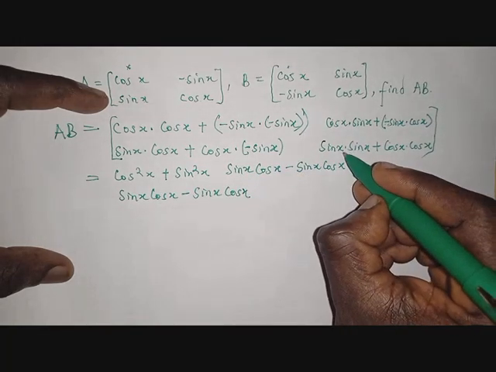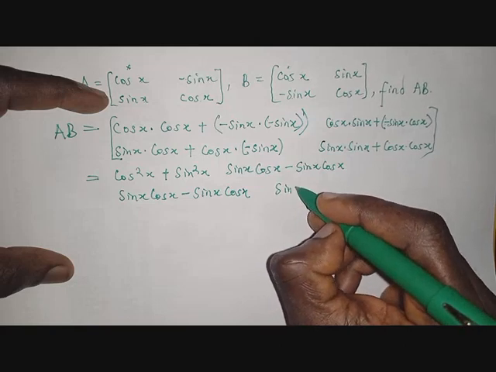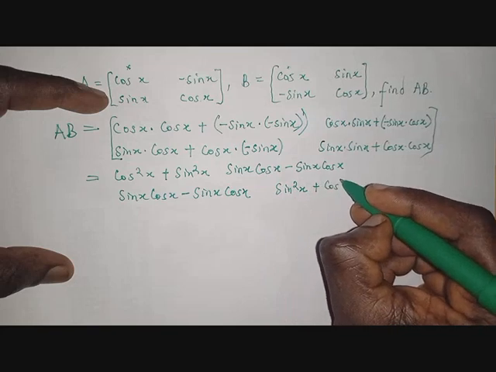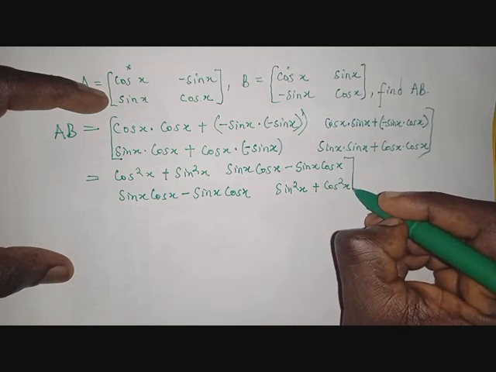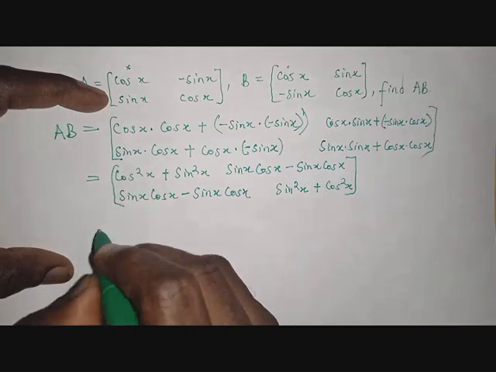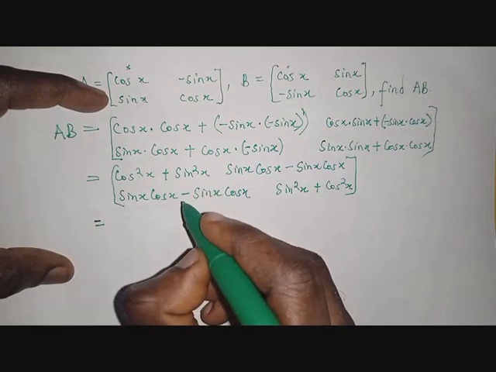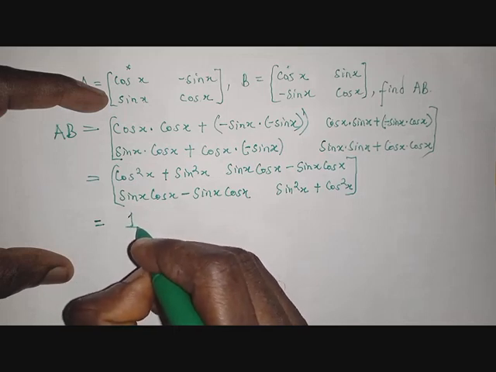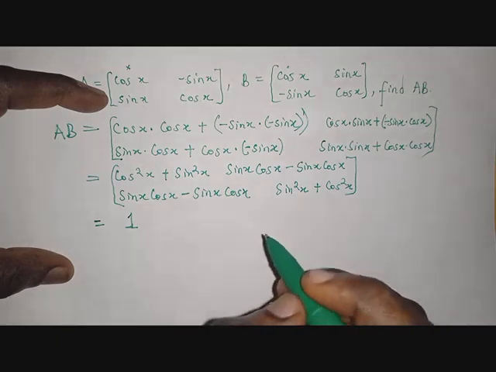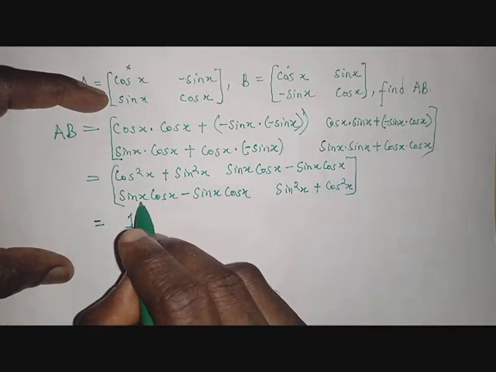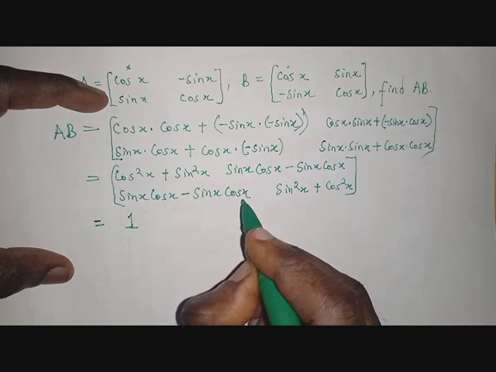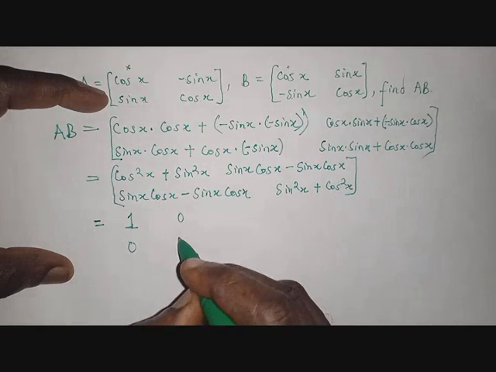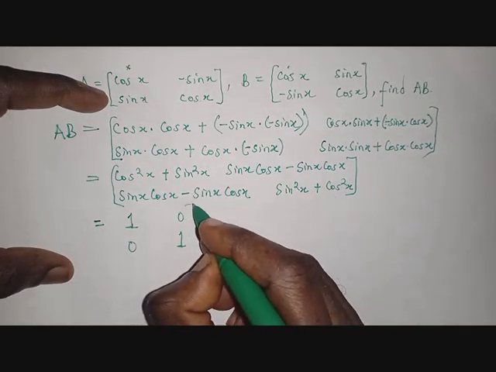Then we have sine x times sine x, which gives me sine squared x, while this is cosine squared x. So I'm going to put them all in the bracket now: cosine squared x plus sine squared x. Actually, there's a trig relationship, a trig identity, that gives us 1. While sine x cosine x minus sine x cosine x, of course, that's 0. So this is also 0. And this is also the trig identity, which gives us 1.